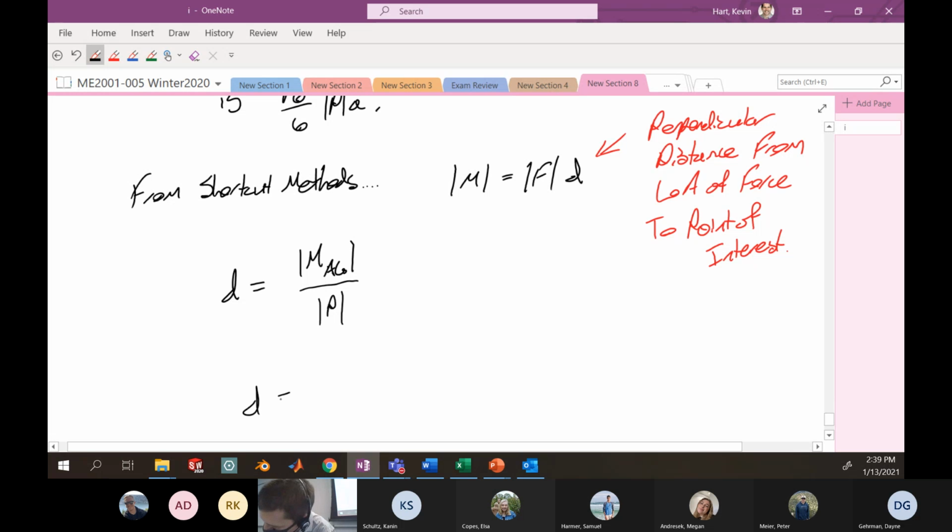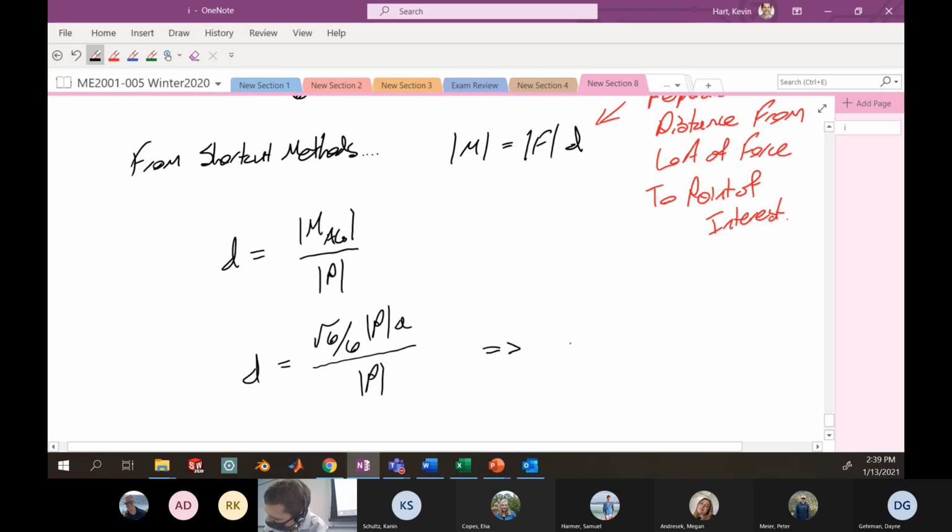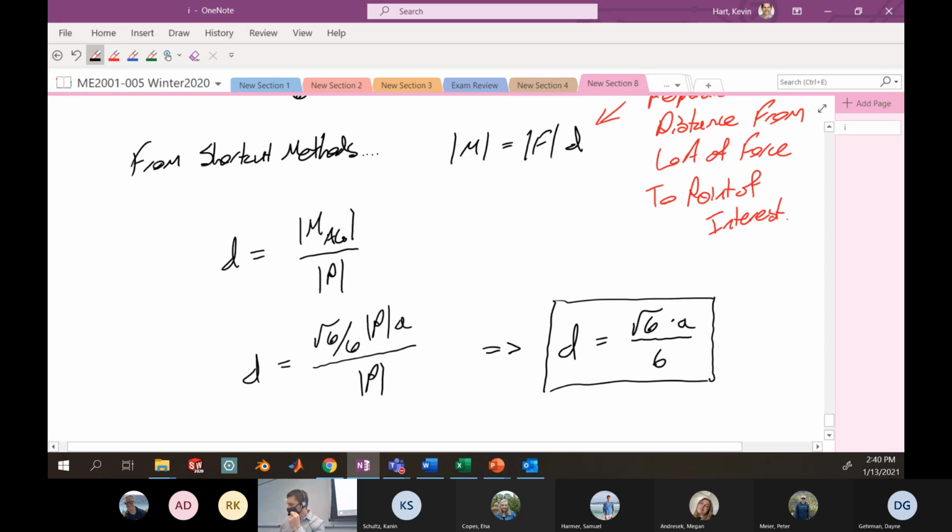So in this situation, D is the magnitude of this moment, root 6 on 6 magnitude of P times A, all divided by the magnitude of P. That leads us to the shortest distance between these two particular axes is just root 6 times A over 6. A nice little trick. Complicated though.